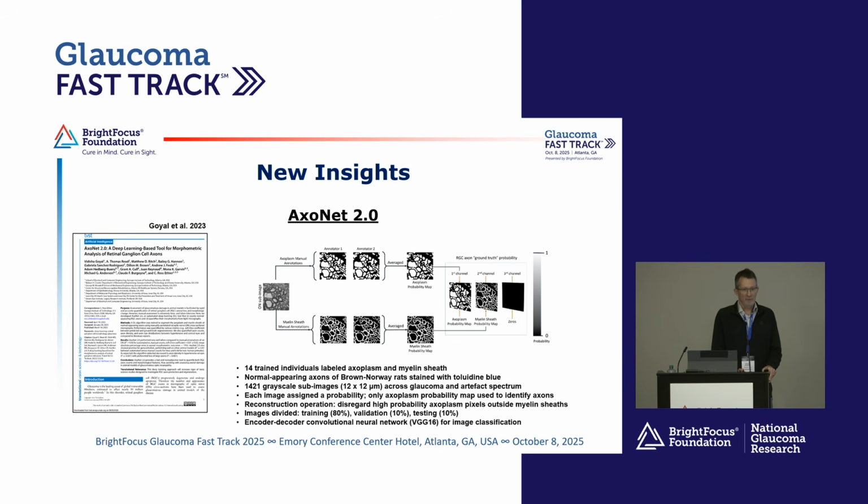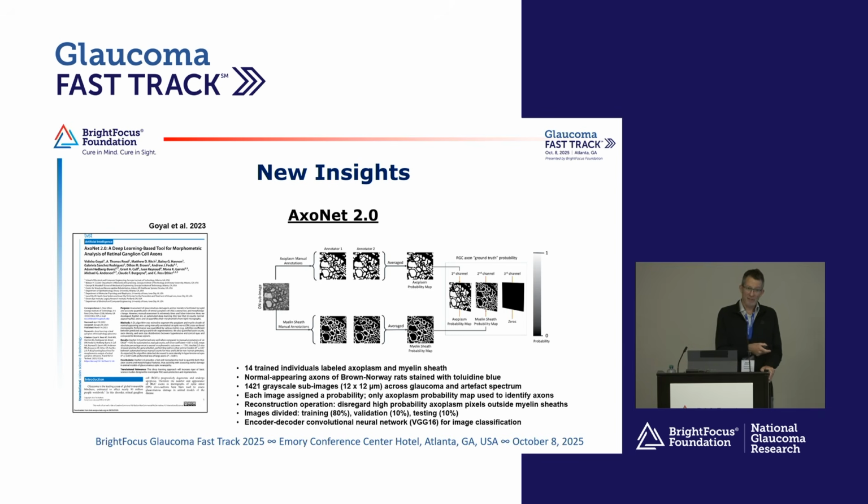A few of the unique features of this were that there were 14 people that helped segment the training images, and they took the average of all of those to make a probability map of where the axons were. They used 1,400 sub-images that were relatively small, so they used a lot of small images. And it was trained to recognize healthy-looking axons from rats that had a variety of damage levels.